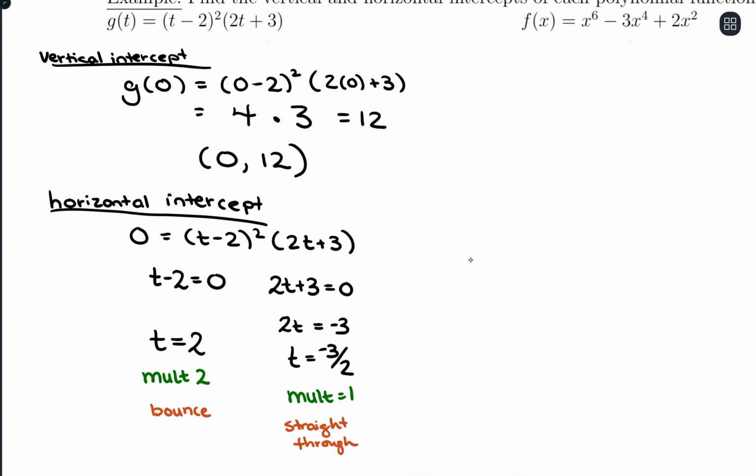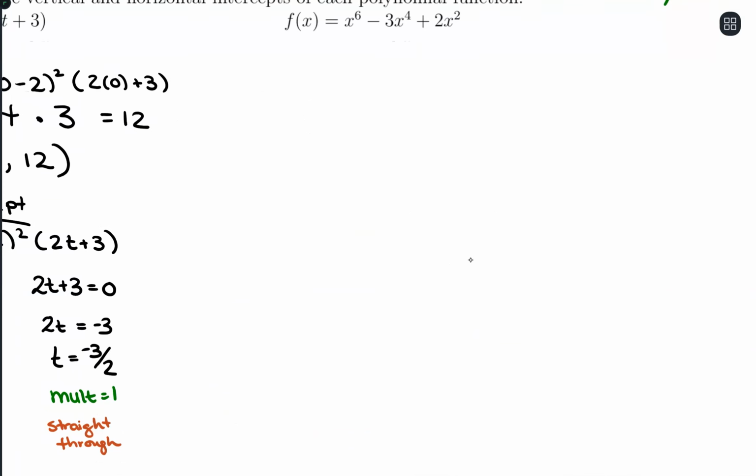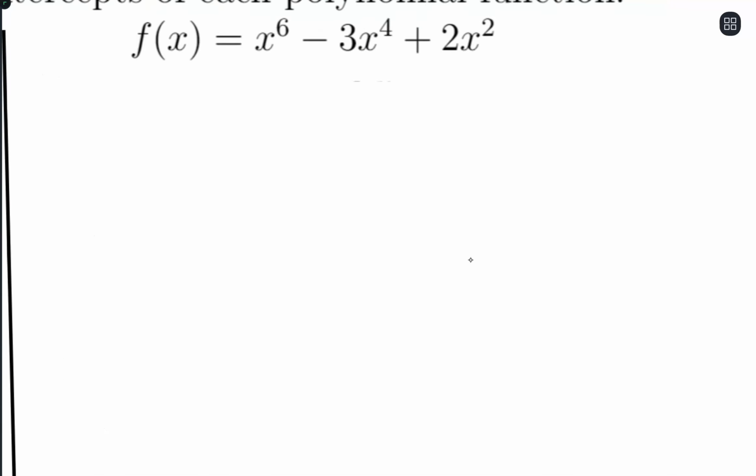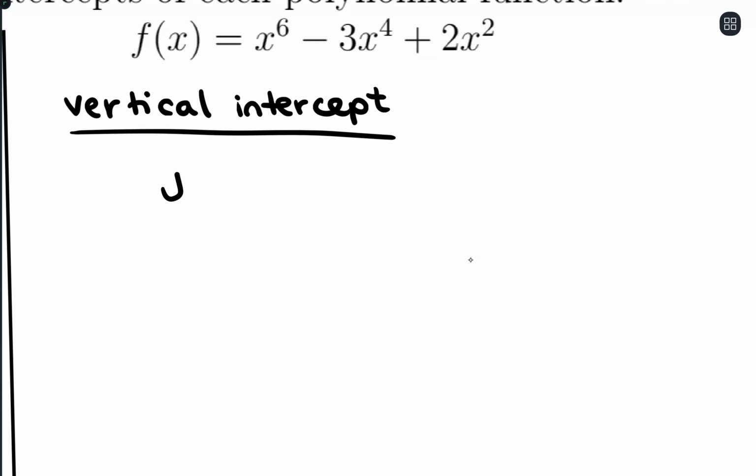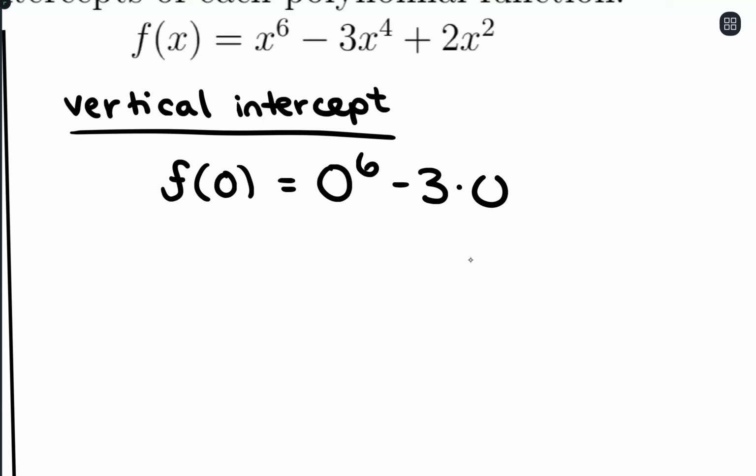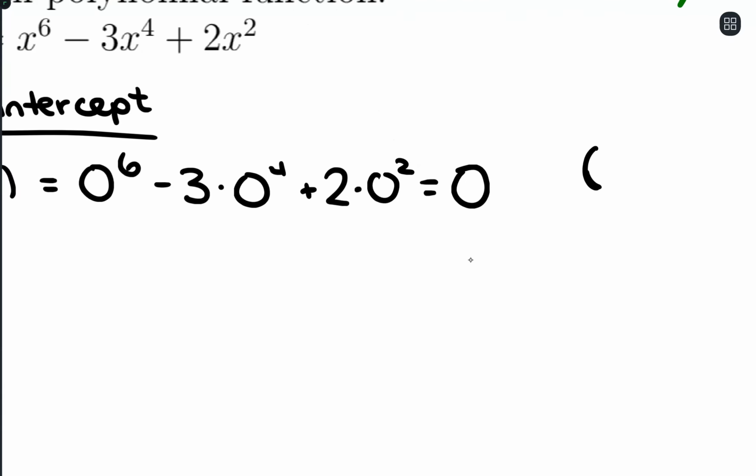All right, so let's do the same thing here, but with a function that's not factored. So we have this f of x equals x to the 6th minus 3x to the 4th plus 2x squared. So let's start with the vertical intercept, because we don't need to do too much with it. This is where we plug in x equals 0. So we'll have 0 to the 6th minus 3 times 0 to the 4th plus 2 times 0 squared. All of that's just going to give us a big old 0. So that gives us a coordinate (0, 0).